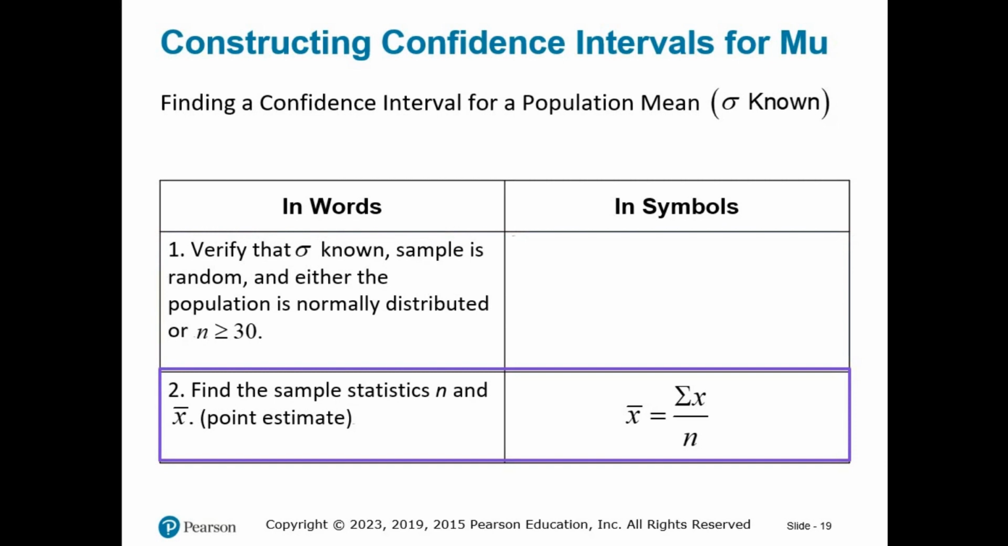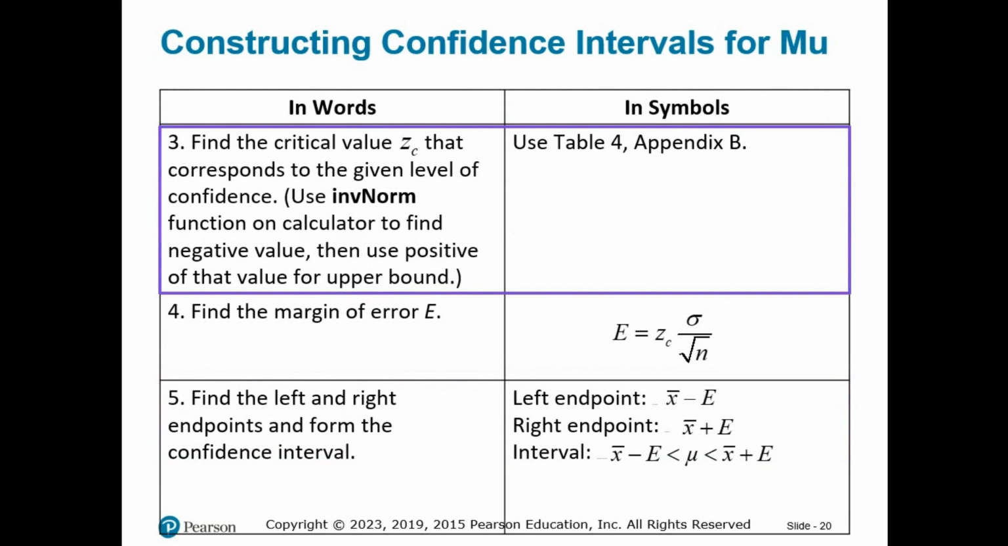Second, if you're not given the sample statistics, if you're just given raw data points, then you need to find the point estimate, your X bar or sample mean at this point. Third, find the critical value Z sub C, or your critical points or Z scores. You can use your standard normal table in Appendix B or use the inverse normal function on your calculator to do this. But you have to get to that point first.